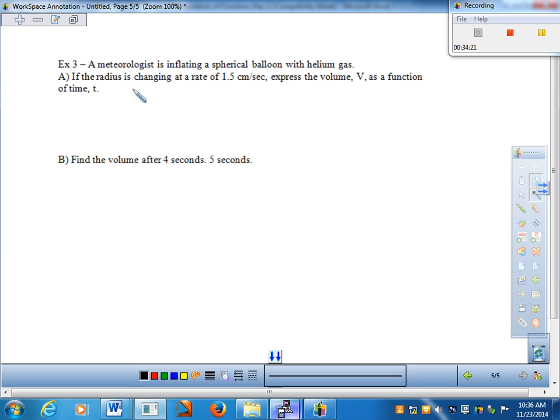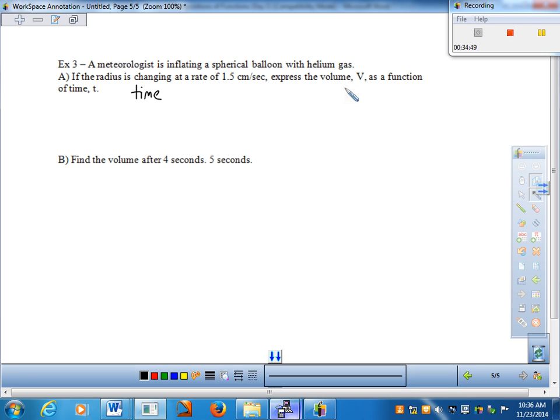I'm just going to set the same bar that I have before. We want volume as a function of time. So time is the input, volume the output. If you look at the problem, it doesn't look like I have a direct connection between time and volume. So I'm going to have to create one, maybe using a secondary quantity.